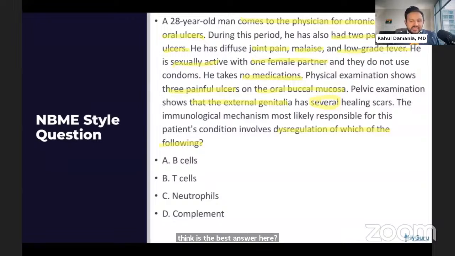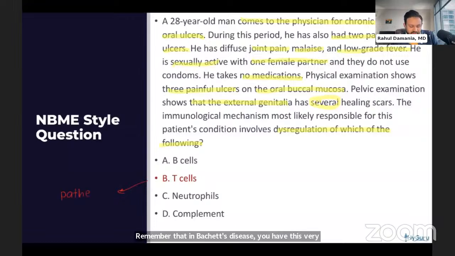Excellent. If you are saying T cells, you're absolutely correct. Behçet's disease is usually thought to be due to abnormal T cell function. Remember that in Behçet's disease, you have this very unique T cell response known as pathergy. And pathergy is going to be an exaggerated response of the immune system to just minor trauma.